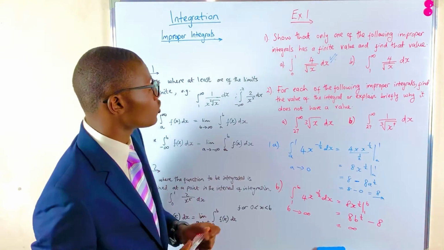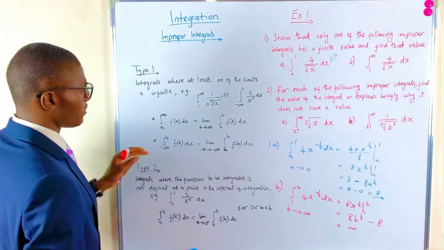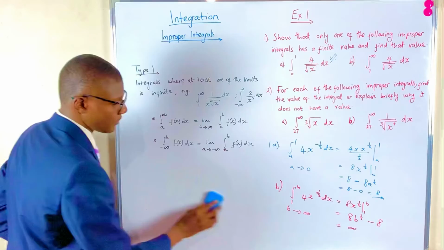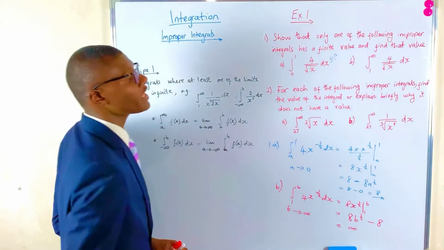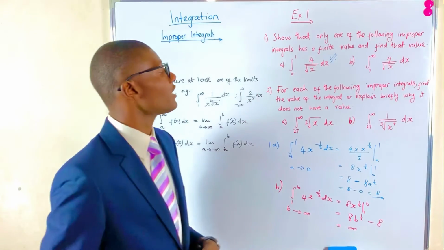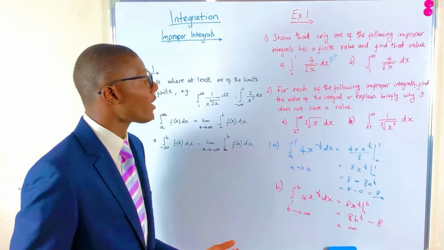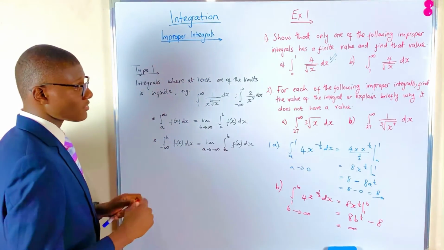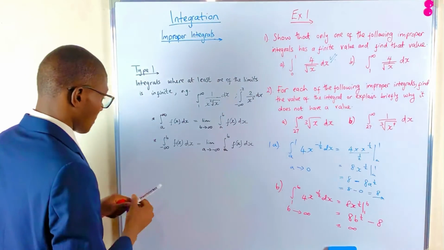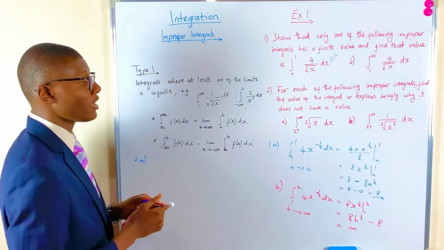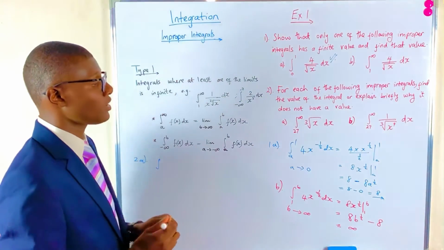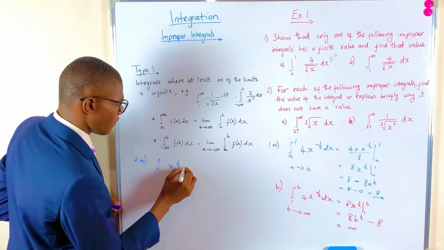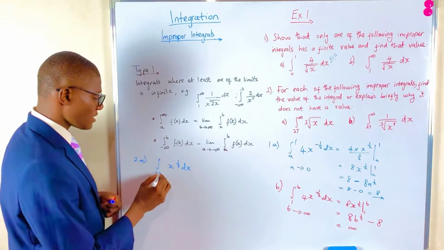Now let's look at number 2. Allow me to erase this part. For number 2, for each of the following improper integrals, find the value of the integral, or explain briefly why it does not have a value. This is for number 2a. We've got the integral of x cube root of x, which is x to the power of 1 over 3, with respect to x, with the limits from 27 to infinity.